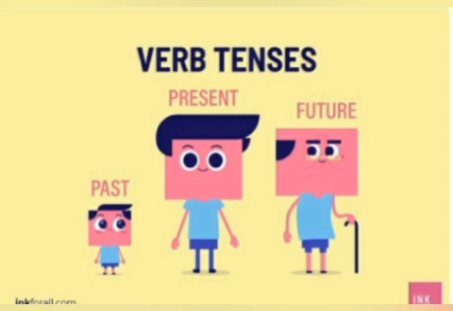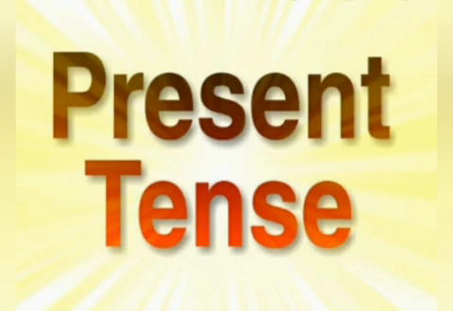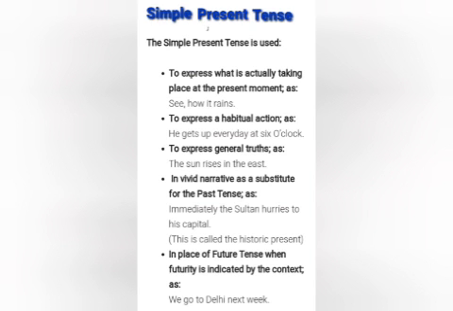Yes, we have three phases of time. So the first one is the present tense, second is past tense, and third is future tense. And all these three phases of time are further subdivided into four categories. So in this video we are to learn present tense. Let us now know what is present tense, and we learn all the four variations of present tense.